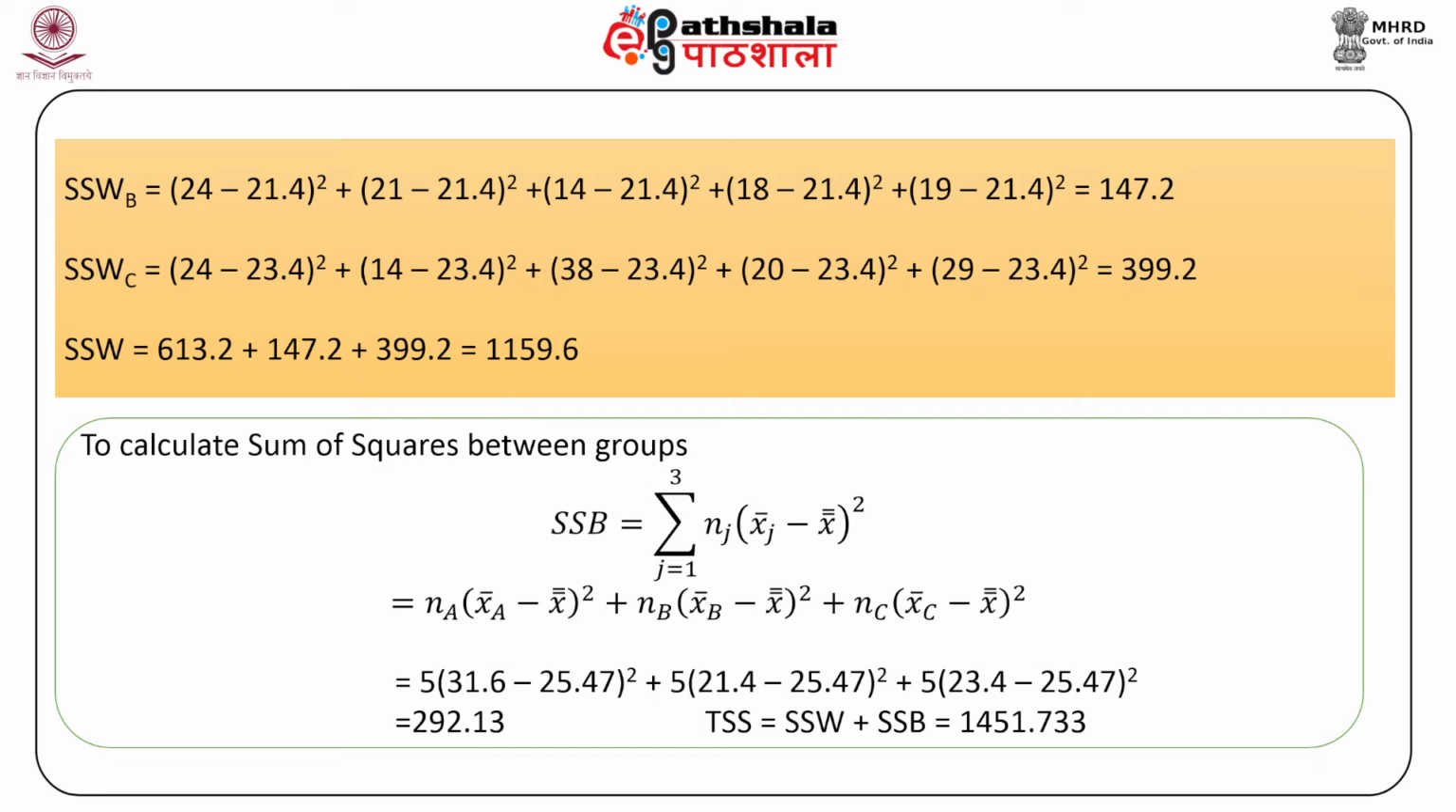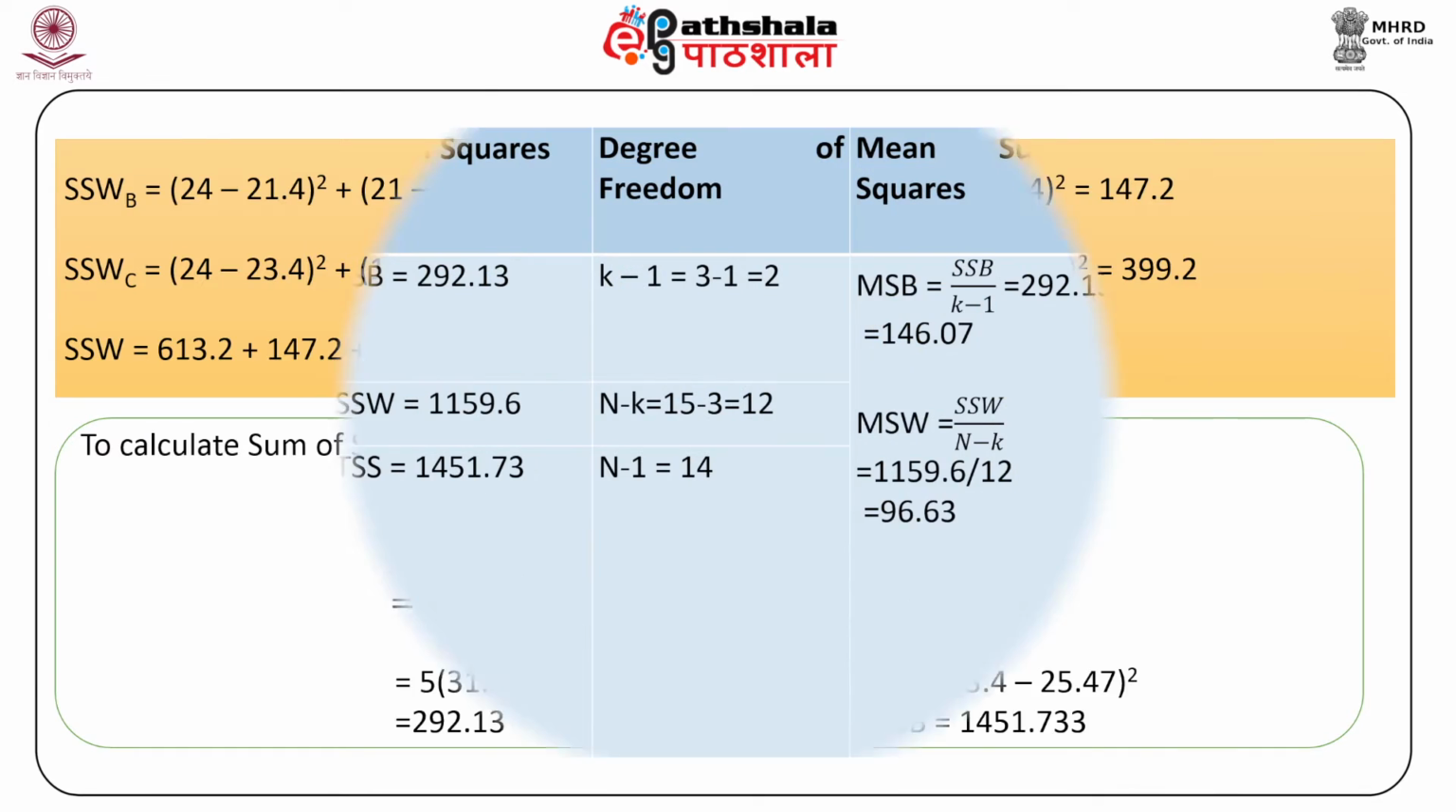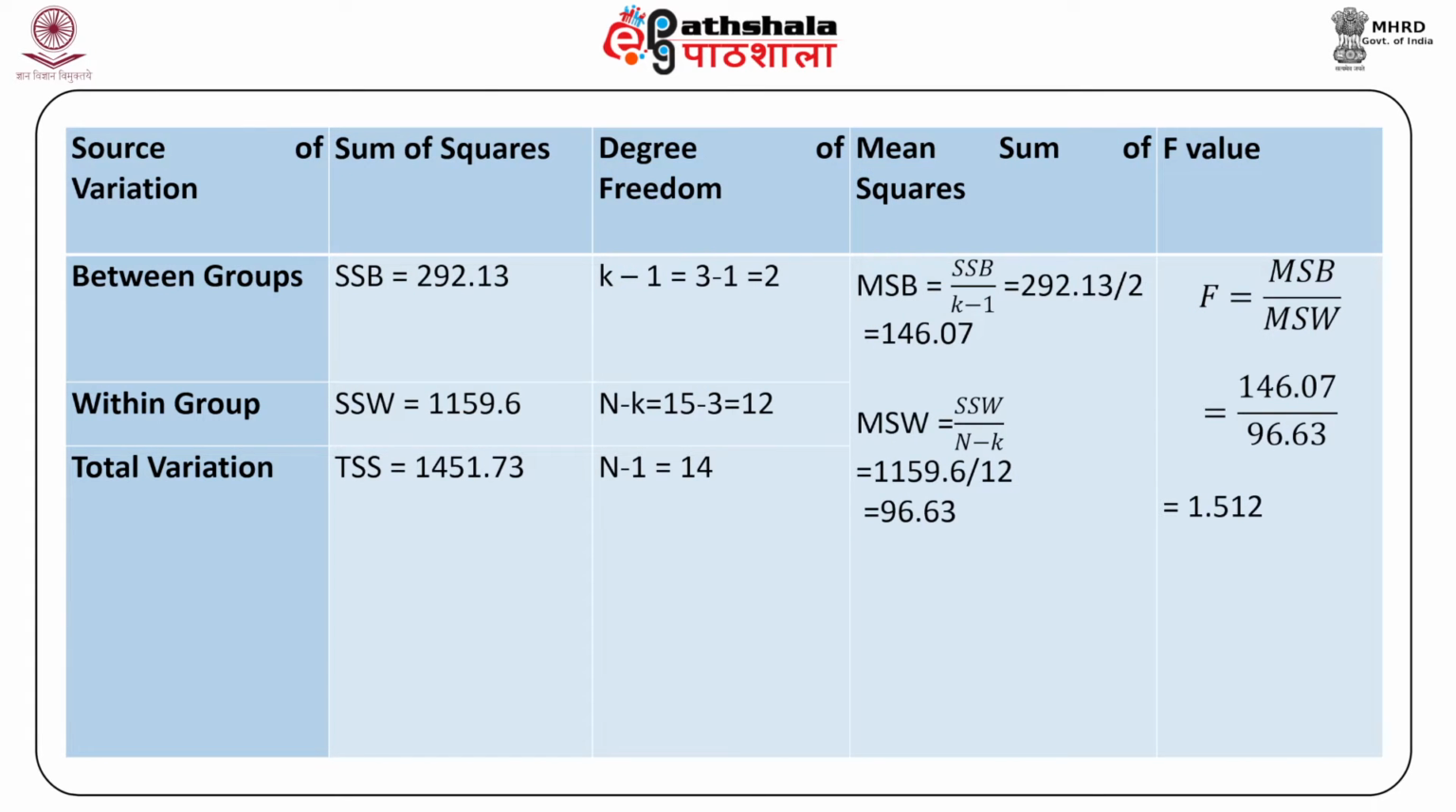Therefore, TSS is equal to SSW plus SSB and comes out to be equal to 1451.733. Let us now write down the required ANOVA table. We have the between group variation, SSB, equal to 292.13. We have the within group value SSW equal to 1159.6, and we have the total variation in the last row, where TSS is equal to 1451.73. And you can now see in our next column the degrees of freedom.